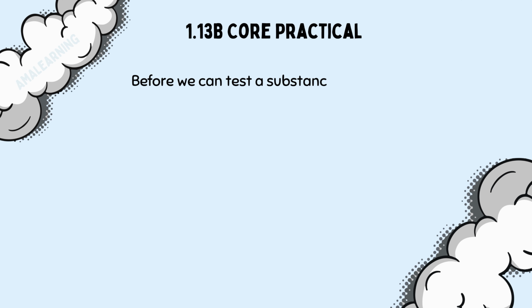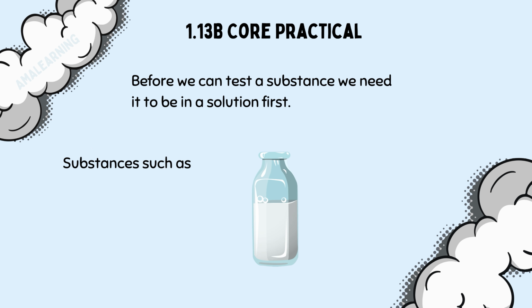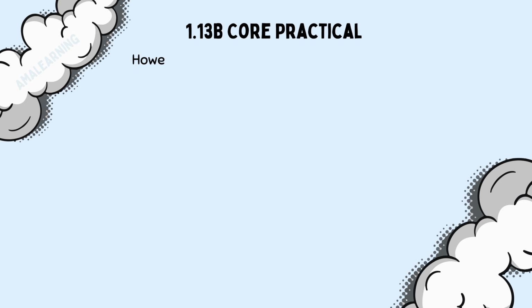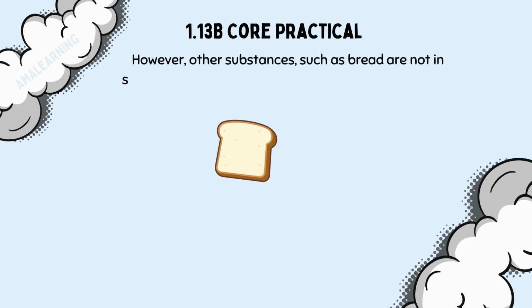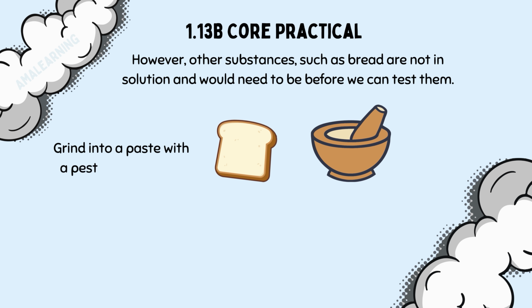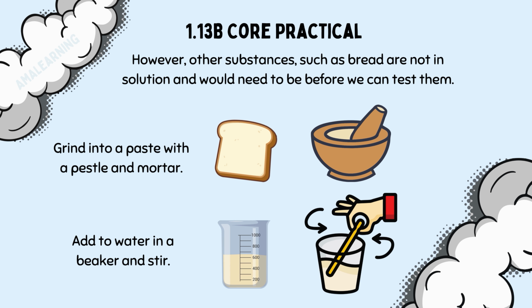Before we can test a substance, we need it to be in a solution first. By this we mean the solute, which in this case is starch, reducing sugars, proteins or fats, has dissolved into a solvent, a liquid such as water. Substances such as milk and juice are already in solution, and so can be tested as they are. Substances such as bread are not in solution, and therefore before we can test them, we must grind them into a paste with the pestle and mortar, and then add them to water in a beaker and stir.